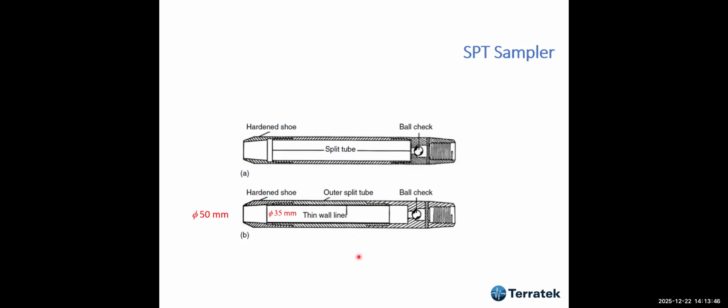The SPT sampler is standardized in many standards, and the outer diameter of the sampler is 50 millimeters. The internal diameter is 35, but this is a thick wall sampler. What happens is that the sample that comes into the sampler is very much disturbed. So it's very good for characterization of the soil, but obtaining properties from the sample obtained by this method is out of the question.